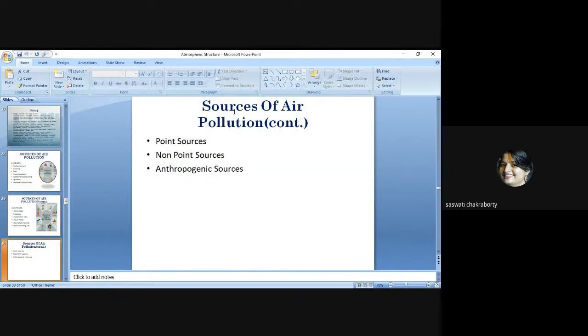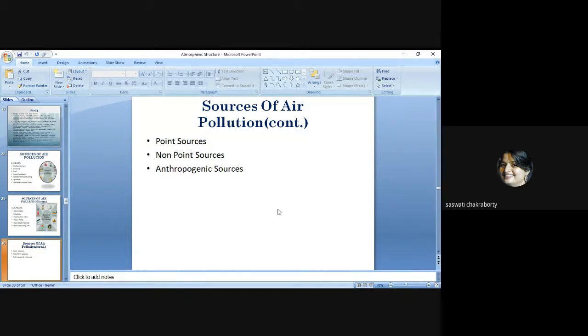Another classification of air pollution sources is point source, non-point source, and anthropogenic source. I didn't elaborate here, I just kept the space blank, because whatever we have discussed till now can be classified as point source, when you can pinpoint the source from which air pollution is happening. Suppose there is an industry from which smoke is coming out, that is a point source.